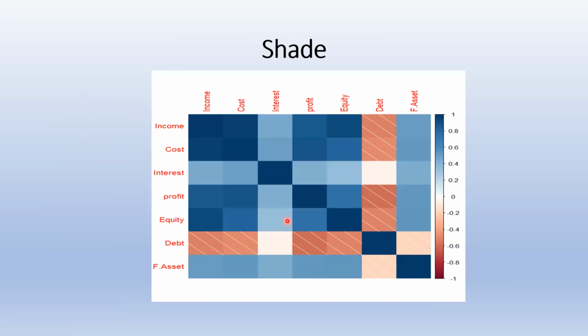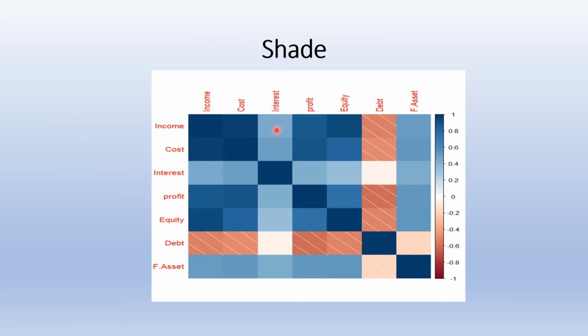Now coming to the shades. The shades method is similar to the color method. There is nothing different or separate to understand. There we have to interpret the correlation coefficient as per the color. So the darker the blue, the stronger the correlation coefficient. Here you can find the darker blue color. There is a strong correlation between two variables. So the income and cost are strongly related.